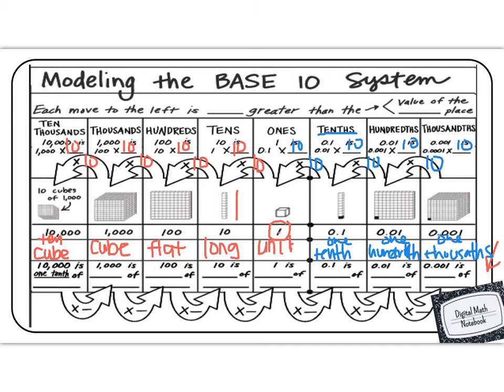So every time we move to the left, we multiply by 10. So we can think that every time we move to the right, it is 10 times larger than the previous place, which means that it came before.